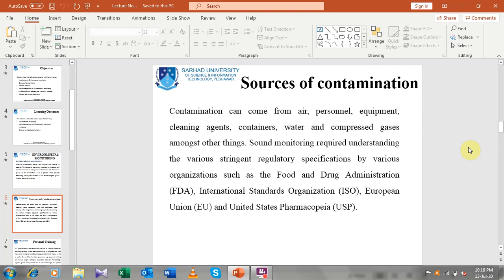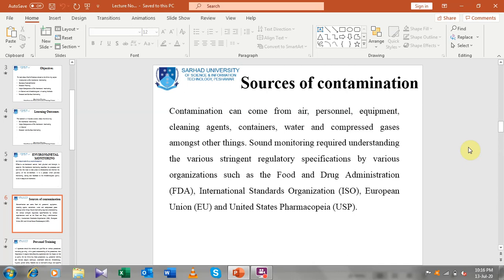Cleaning agents: sometimes the cleaning agent, as I told you in the previous lecture, and the water should also be tested. The cleaning should be done, an effective cleaning method should be evaluated, and an effective disinfectant should be used, so that proper cleaning is done using the disinfectants.